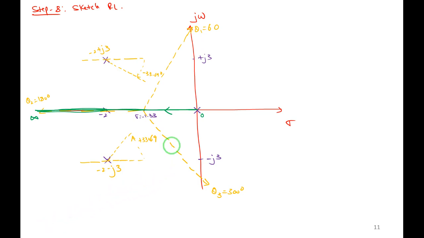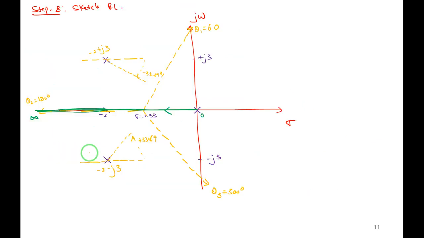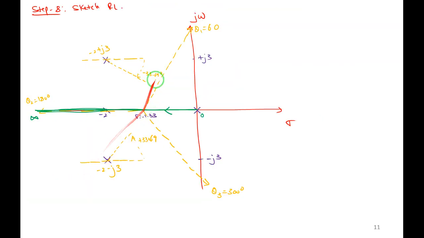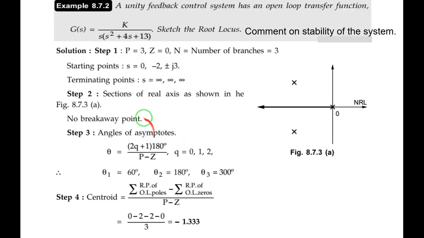Let me check whether valid breakaway points are there or not. Let me take minus 1.33 plus j1.598, somewhere it will come here. I don't want to spend time deciding whether these are valid or invalid. If I prove these are valid breakaway points, then I have to consider them, or else I can skip them if they are not valid, right? Let me check it.